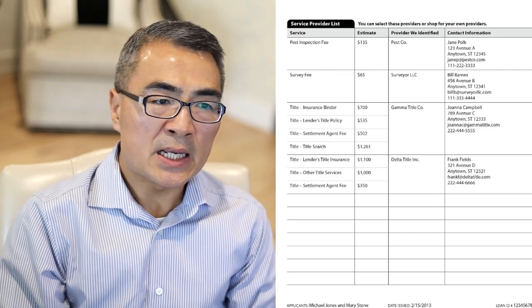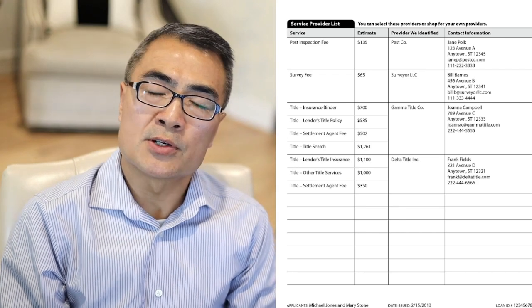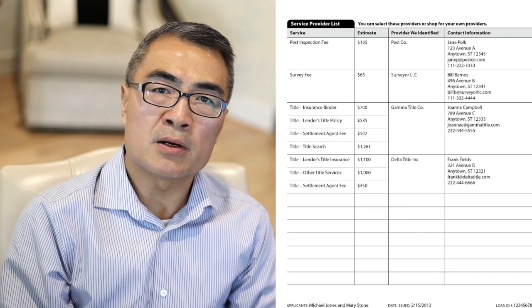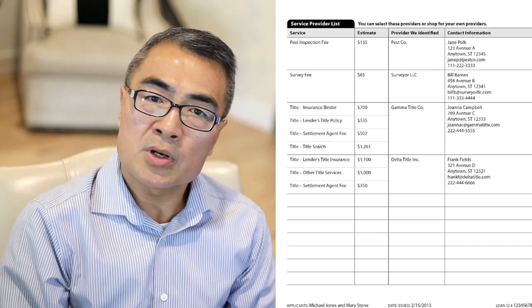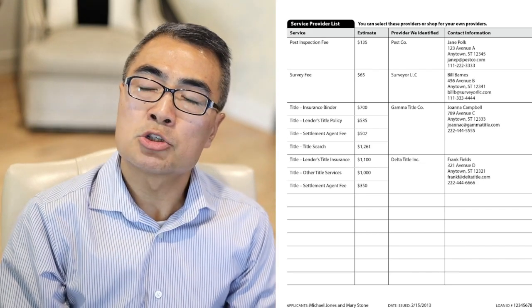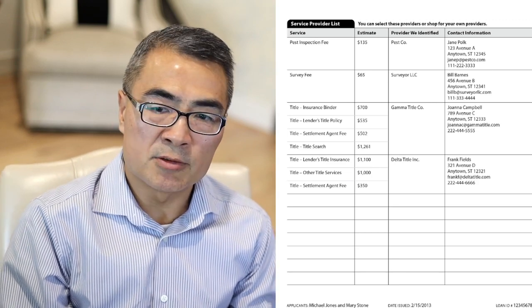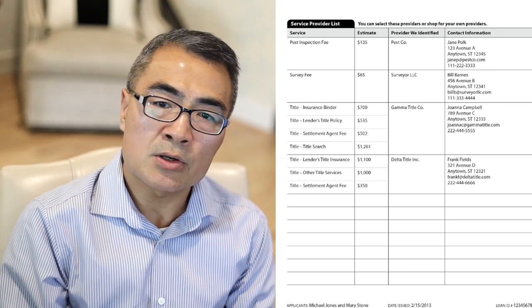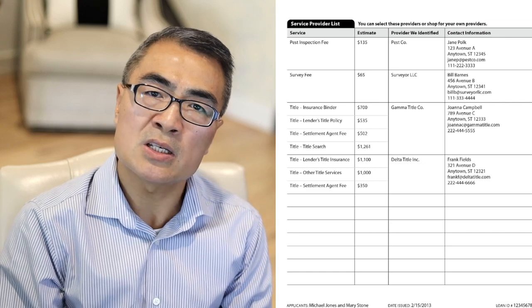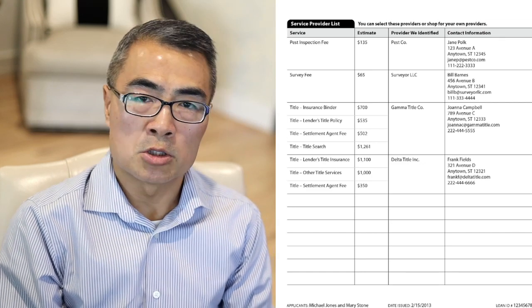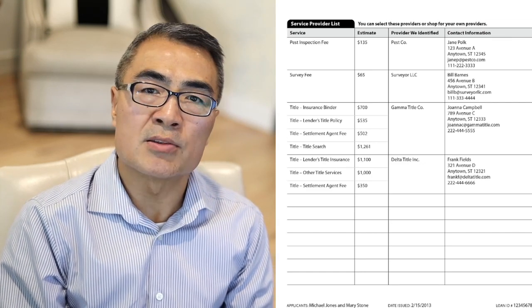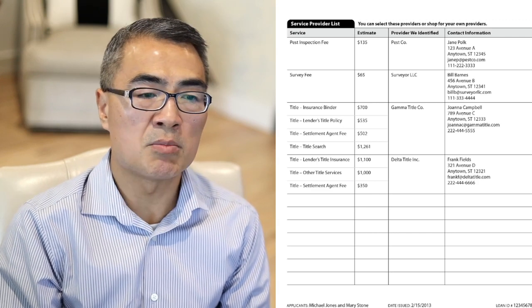When providing a service providers list, lenders should bear a number of things in mind. Number one, the document should be transaction specific, meaning at the footer or the header of the document, there should be the borrower's name and loan number, to indicate that this is a transaction-specific document.